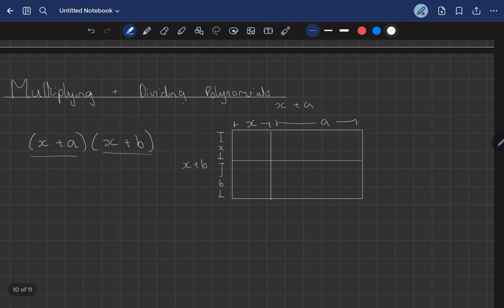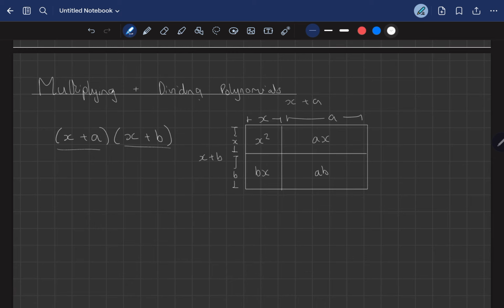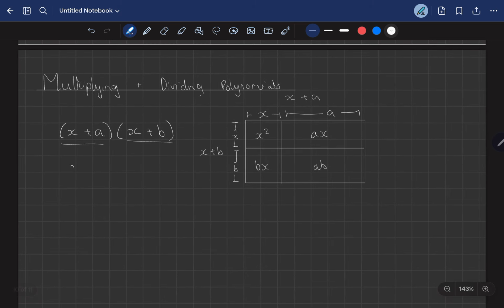But what is the total area? Let's multiply to find the individual areas of each of these four squares and add them up. X times x is x squared. X times a is ax. X times b is bx. And then b times a is ab. So, if we add up this area altogether, we get x squared plus ax plus bx plus ab. Now this is our final answer. Okay?